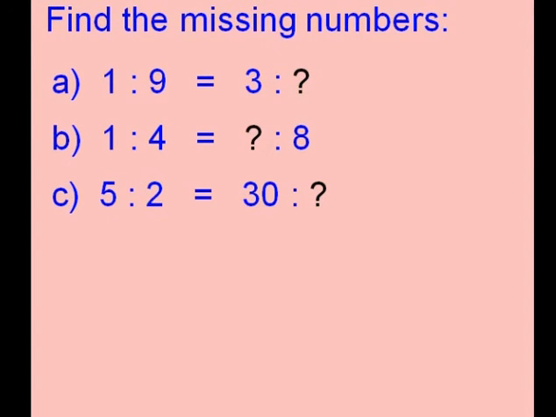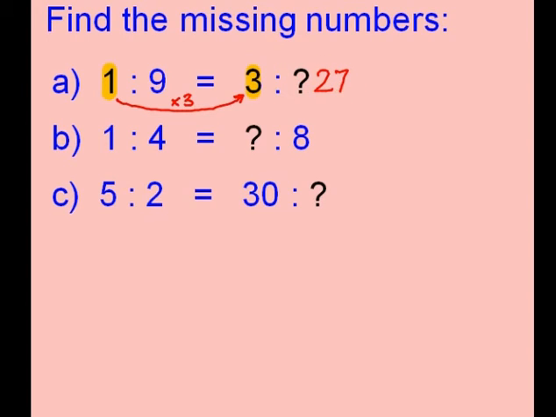In these questions, I have to keep the ratio the same, but find the missing numbers. In this first question, I can see that 1 is on the left, and so is 3. How do I get from 1 to 3? Well, I times by 3. To make it fair, I'm going to do the same thing to the 9. 9 times 3 gives me 27, so this is the missing number.